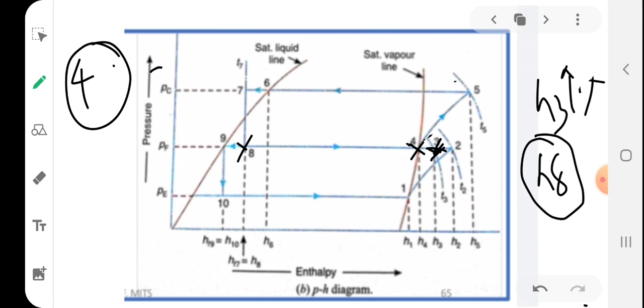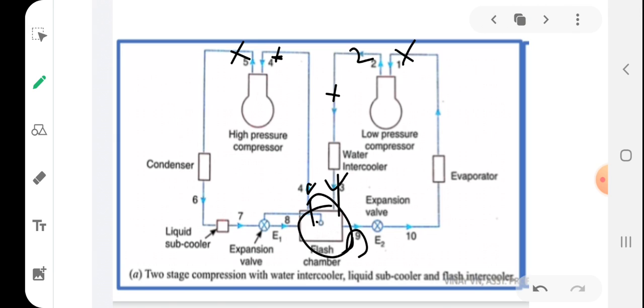When both are mixed, the stream here will absorb heat from the stream at 3, so that 3 will get cooled to the saturated vapor line. Okay, so that is what is happening here. And from 10, what will happen? From 10, it will enter the evaporator and reach state 1. That is the process taking place here.